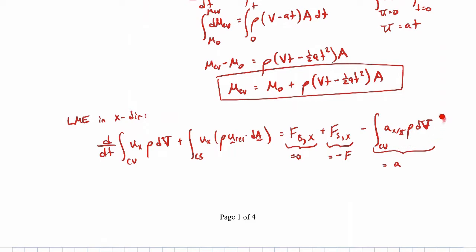This is just the mass inside the cart. So that's the mass inside the control volume. I should say it's the mass inside the control volume, not mass inside the cart. So that's what that term looks like. Let me come to this term now.